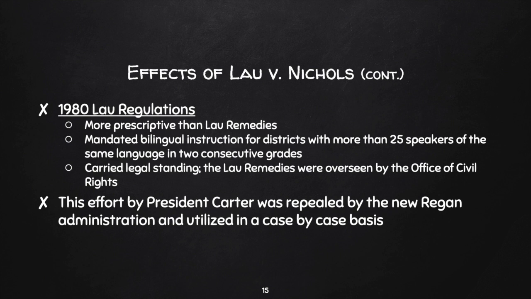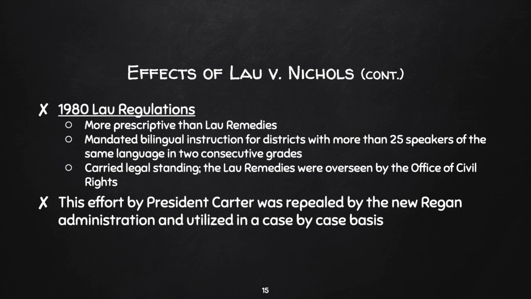So let's say that you have students in Bexar County, and within Bexar County, let's say San Antonio Independent School District. It mandated bilingual instruction for districts with more than 25 speakers of the same language in 2 consecutive grades. So if San Antonio ISD looked at their student enrollment and saw, hey, we have 40 Russian speakers, 40 students who speak Russian as their native language, and with these 40 students, we have 10 in first grade, 10 in second grade, and 10 in third grade.